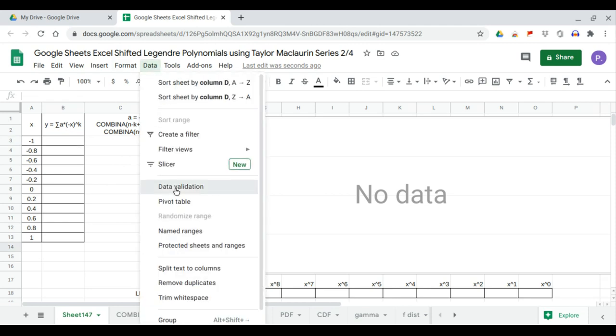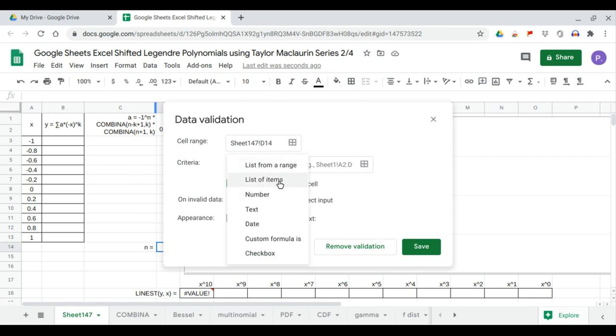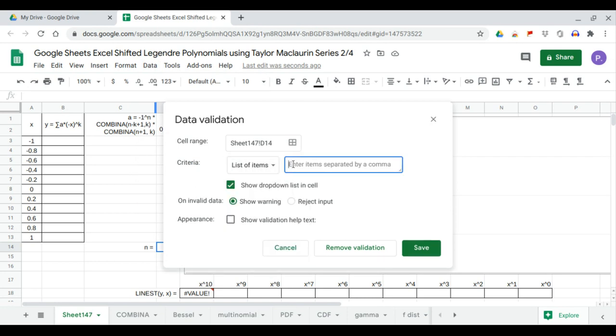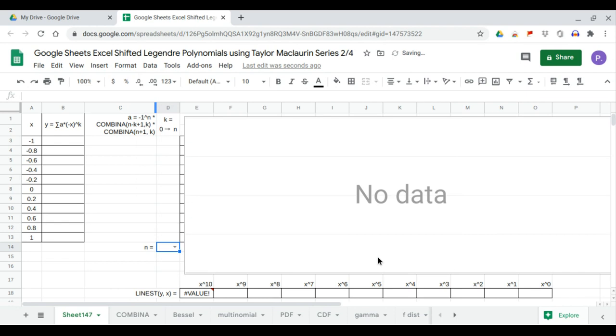So data validation, list of items 0 to 5. So these are the values of n. And our k will be equal to our formula or line sequence, that's 0 to n. So n plus 1, one column starting from 0 incremented by 1.